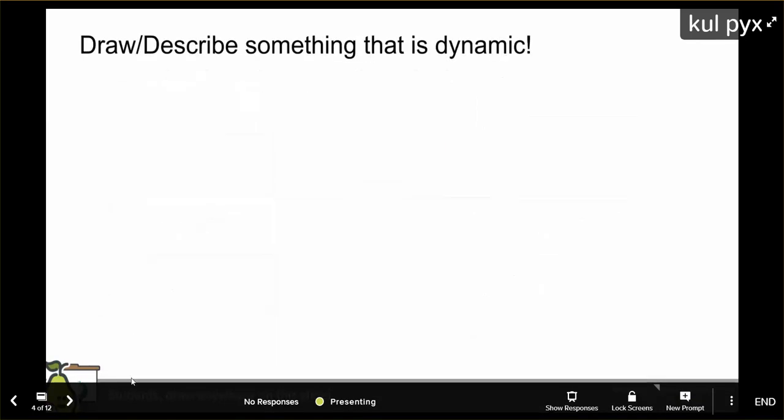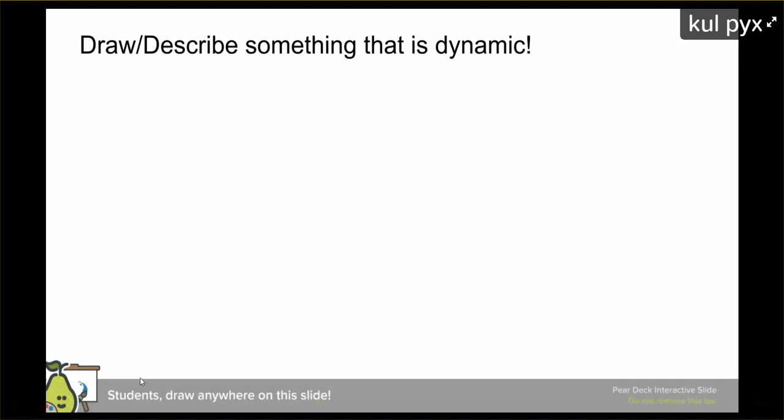Moving on to slide number 4. Here I want you guys to draw or describe something that is dynamic. Now, you might not know what dynamic is off the top of your head, but don't worry, I'm here to explain all of that. When I say draw something or describe something that's dynamic, all I'm asking you guys to do is, hey, describe something where you see a lot of movement, a lot of change going on, right? Things that require movement, basically. But not just any movement, a lot of movement, consistent movement.